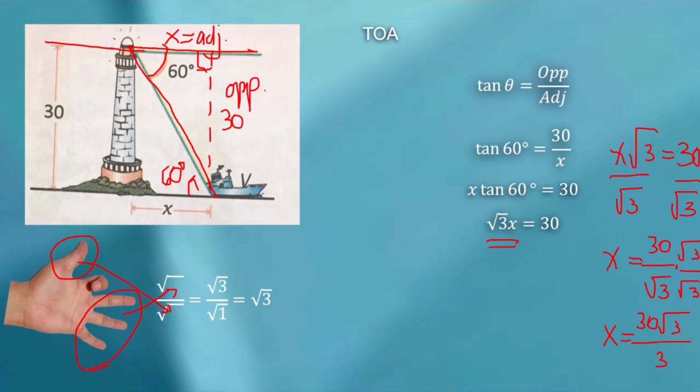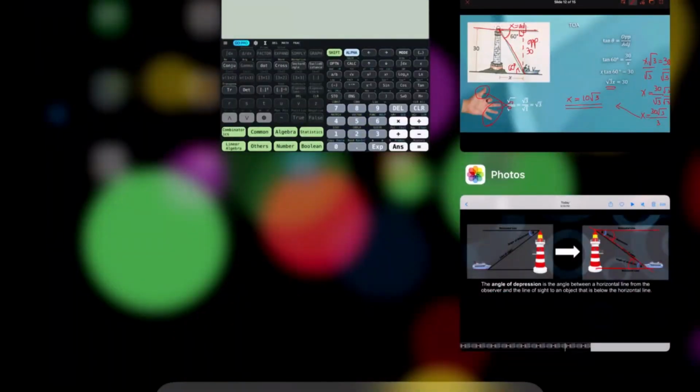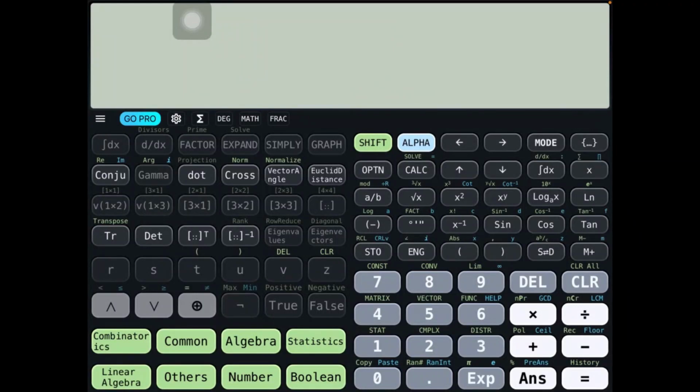And then, lagay po natin dito. That is x is equal to 10 square root of 3. Then, this is the final answer. And if ang teacher nyo po is particular sa decimal point dapat ang sagot natin, therefore, pwede na po natin tong gamitan ng calculator. That is 10 square root of 3.